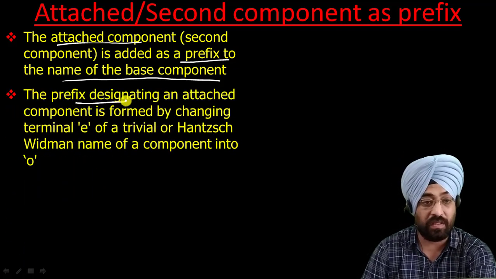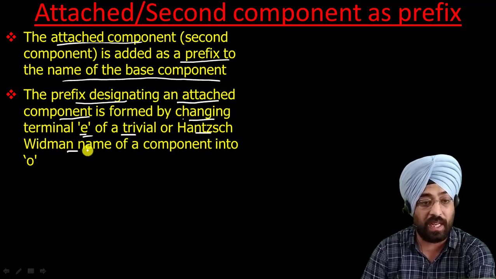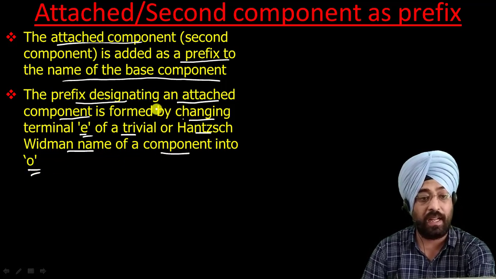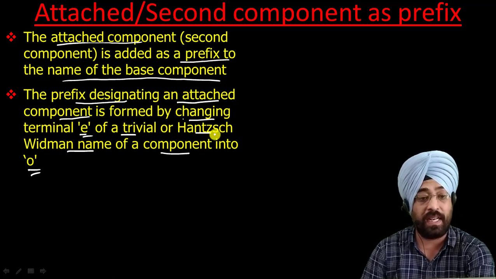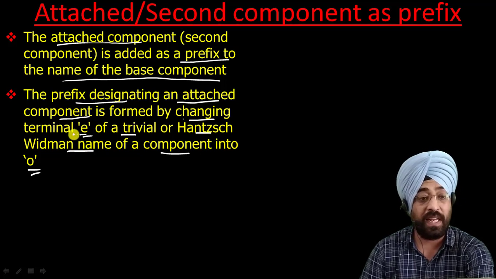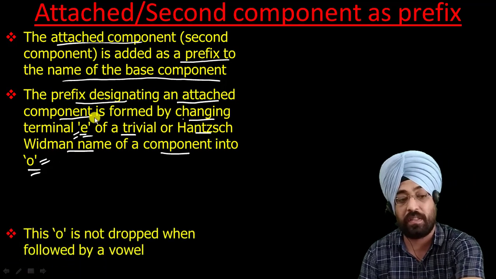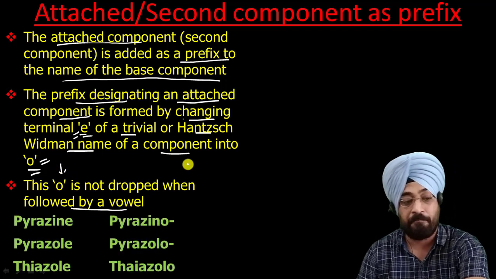The prefix designating an attached component is found by changing the terminal e of the trivial or Hantzsch-Widman name of the component into o. It says simply write the trivial name if it is possible. If a trivial name is not possible, write the Hantzsch-Widman name, then replace the last e of that name with o, and that will be the prefix. This o is not dropped when followed by a vowel. So we will apply this rule when we do examples.